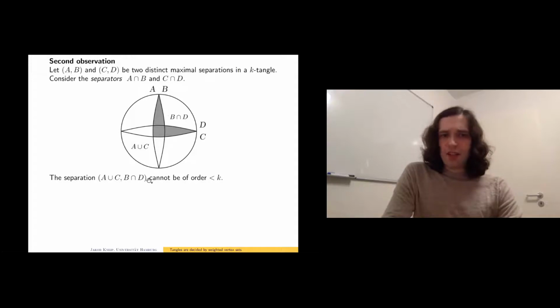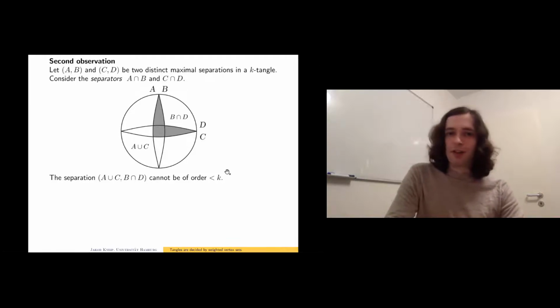And it's fairly easy to check that this expression here is indeed a separation. So any edge from the top right corner to somewhere else in the graph would have to go either through this separator or that separator. So this really is a separation in the graph.